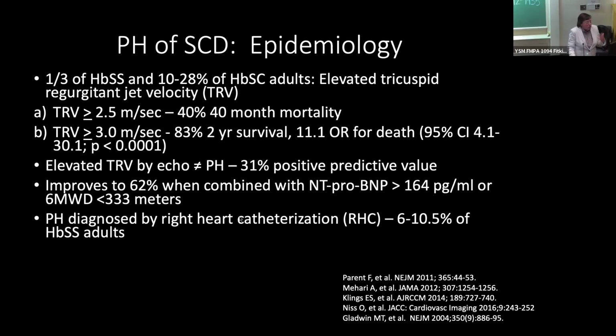But we know, as in every other disease associated with PH, an abnormal echo does not mean you have pulmonary hypertension. You need to go to right heart cath. And we know from the older definition of PH, using a mean pulmonary artery pressure of 25, from 3 relatively large cohort studies, including the NIH group, but also a large cohort in France, that about 6 to 11% of our hemoglobin SS adults have PH diagnosed by right heart cath.